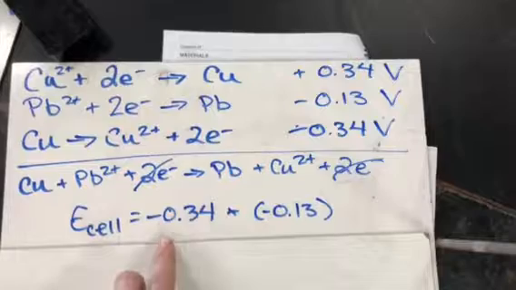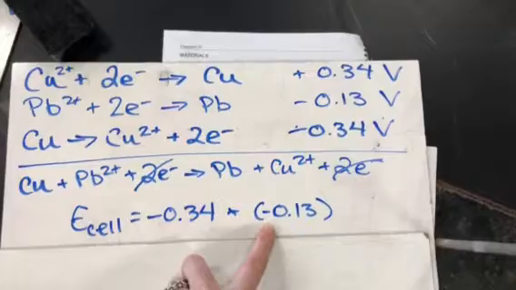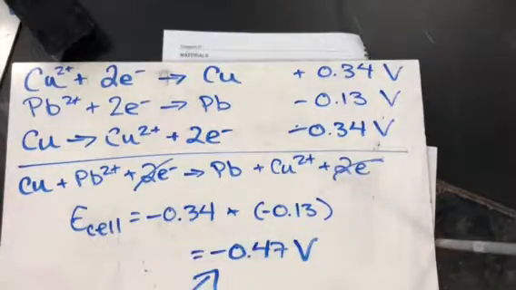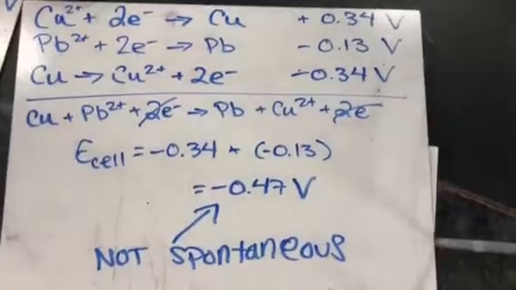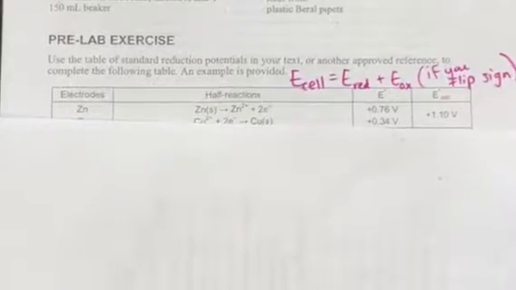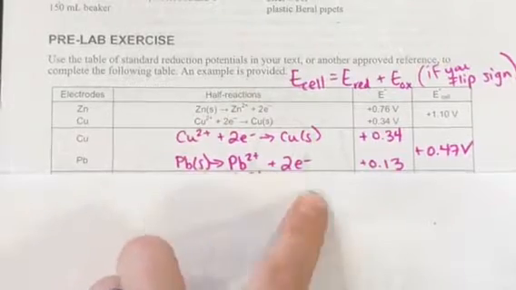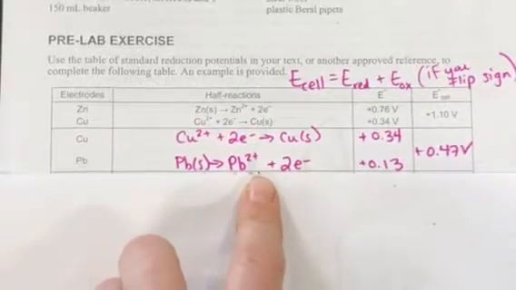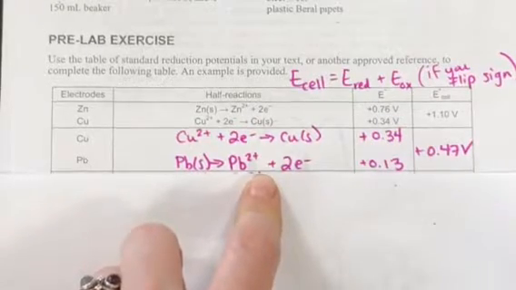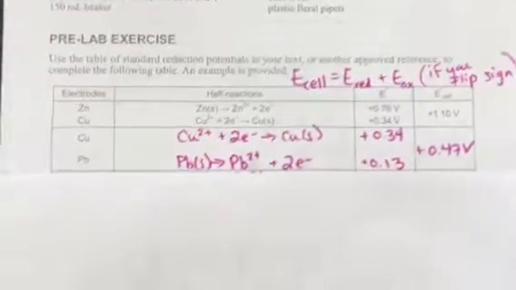So your E cell in this case would be negative 0.34 plus negative 0.13, and so you end up with a negative 0.47 volts. So that is not spontaneous. That is another way you can do it. This is similar to how, if you flip that sign, you can then use the equation E cell equals E red plus E ox. Notice here I did flip the sign. Both ways are probably about equal in the amount of writing you need to do, but this one tends to involve a little more flipping things around. But again, whatever works for you, use that.